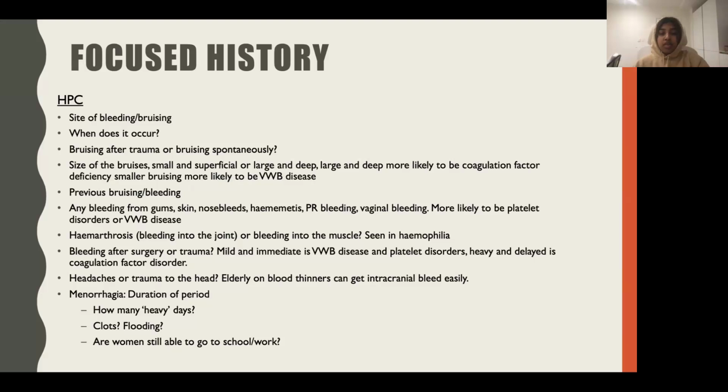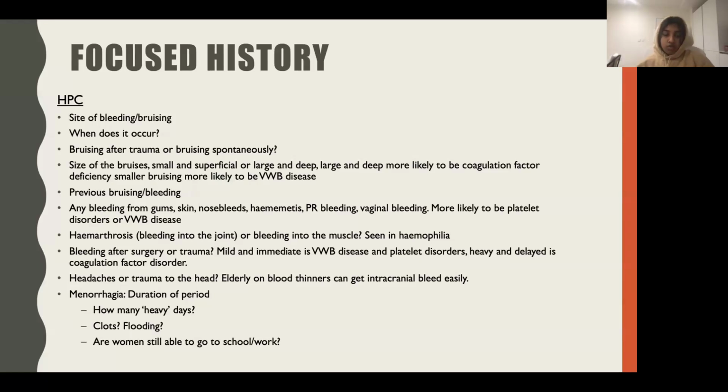And then bruising spontaneously is a red flag. You shouldn't be spontaneously bruising for no reason. So if someone comes in saying, yeah, I've noticed bruising, I didn't fall, I didn't have any trauma, that's a red flag. A red flag for cancer, that is.